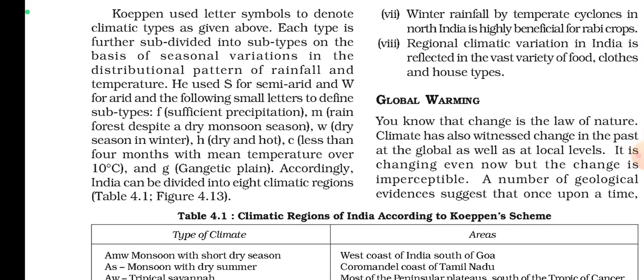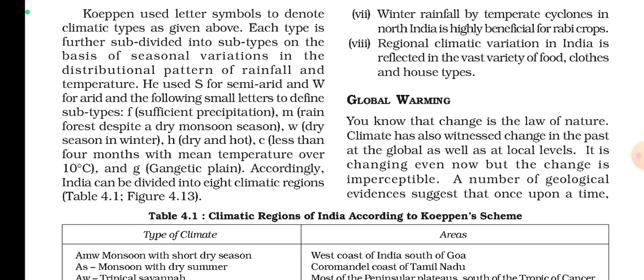Then Köppen used letter symbols to denote climatic types as given above. Each type is further subdivided into subtypes on the basis of seasonal variations in the distribution or pattern of rainfall and temperature. He used capital S for semi-arid and W for arid and the following small letters to define subtypes. F, sufficient precipitation; M, rainforest despite a dry monsoon season; W, dry season in winter; H, dry and hot; C, less than 4 months with mean temperature over 10 degrees Celsius; and G, Gangetic plain.